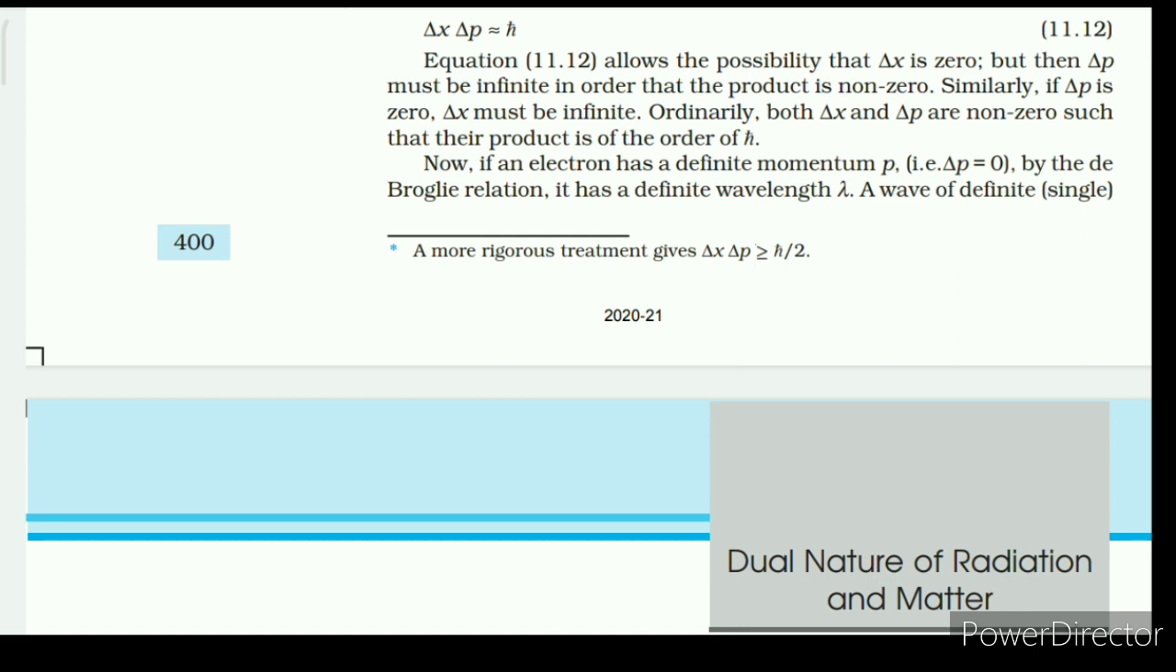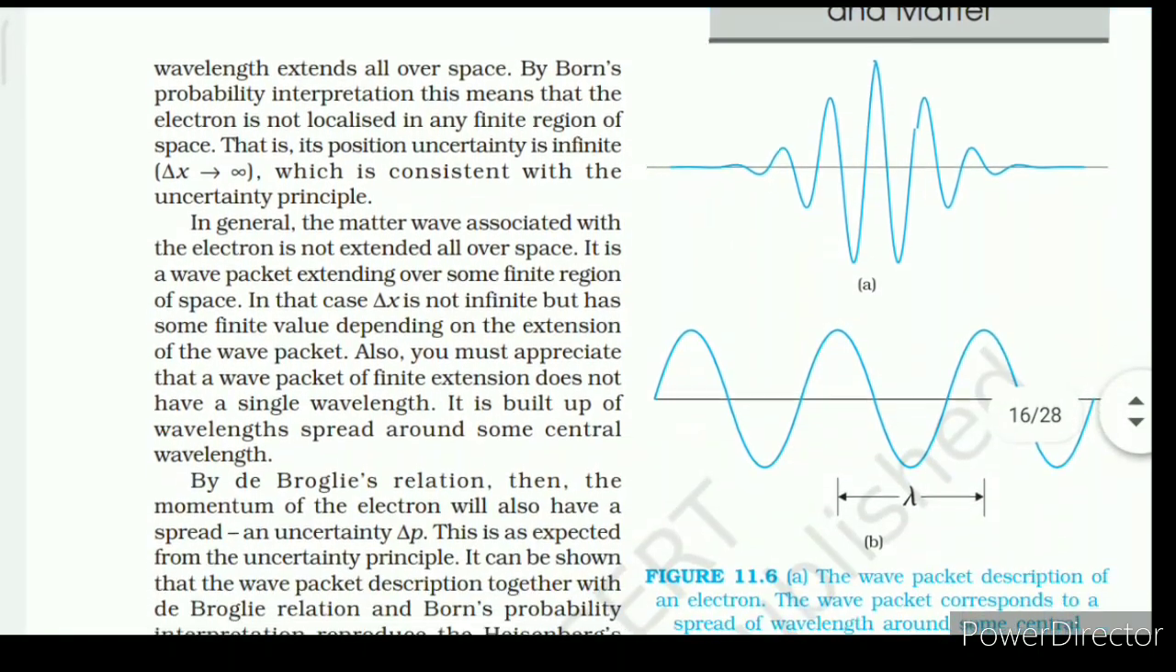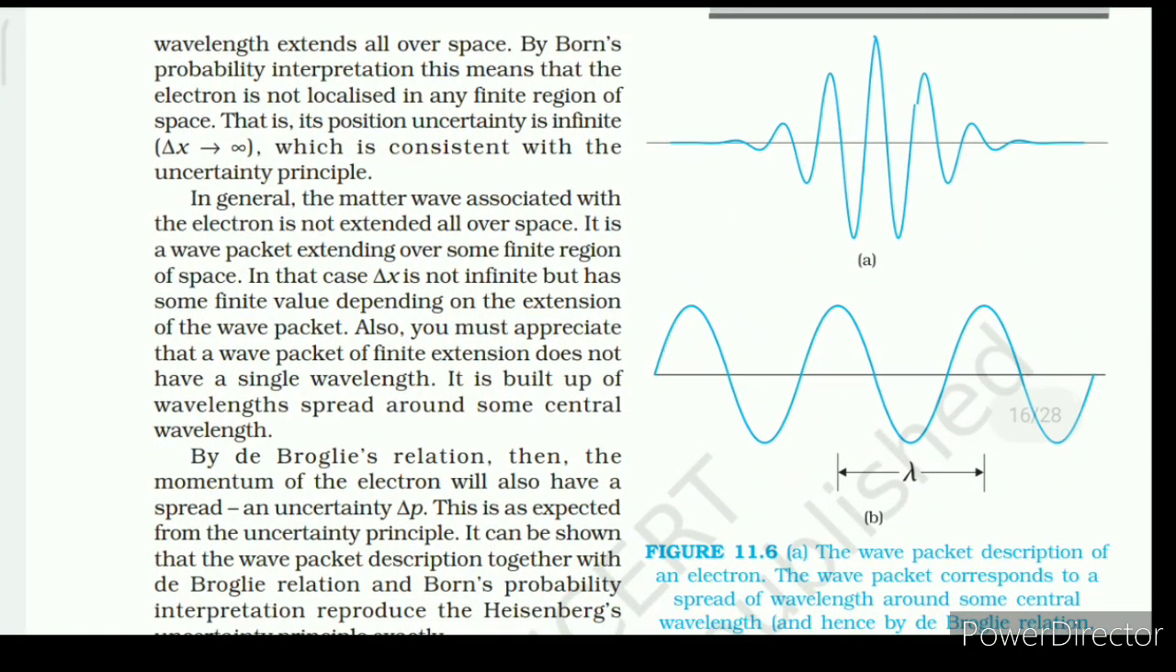Davisson and Germer experiment. The wave nature of electrons was first experimentally verified by C.J. Davisson and L.H. Germer in 1927 and independently by G.P. Thomson in 1928, who observed diffraction effects with beams of electrons scattered by crystals. Davisson and Thomson shared the Nobel Prize in 1937 for their experimental discovery of diffraction of electrons by crystals.